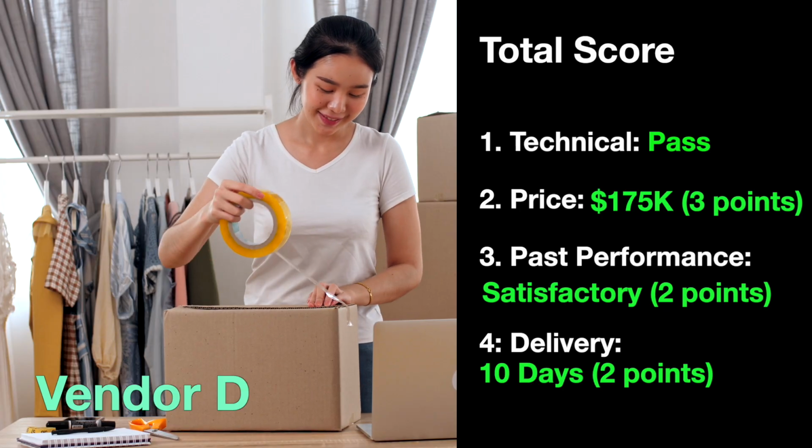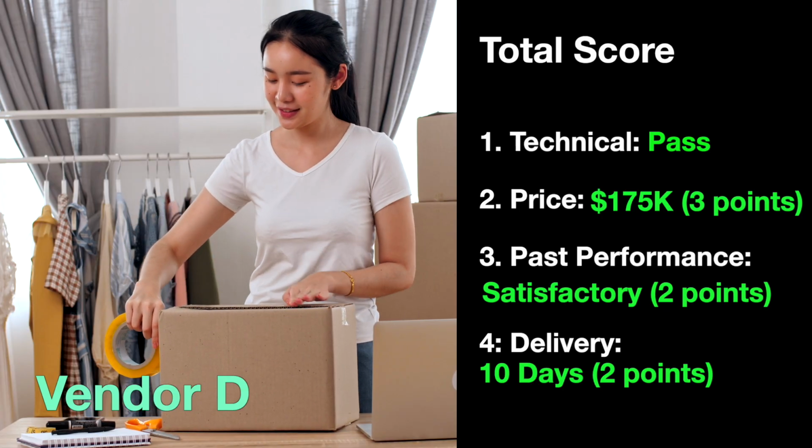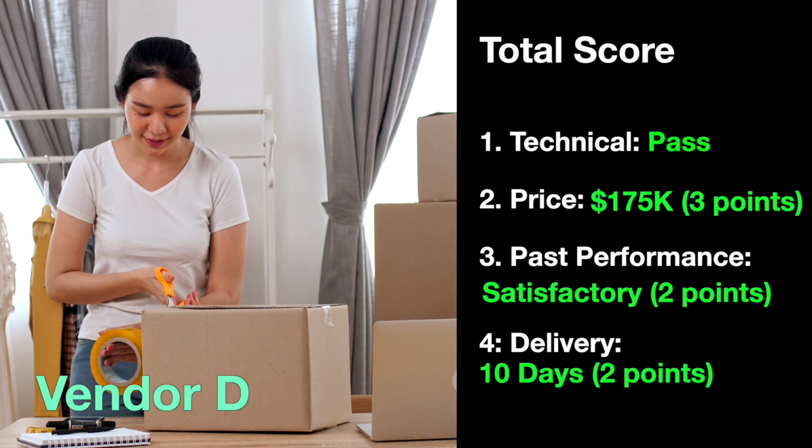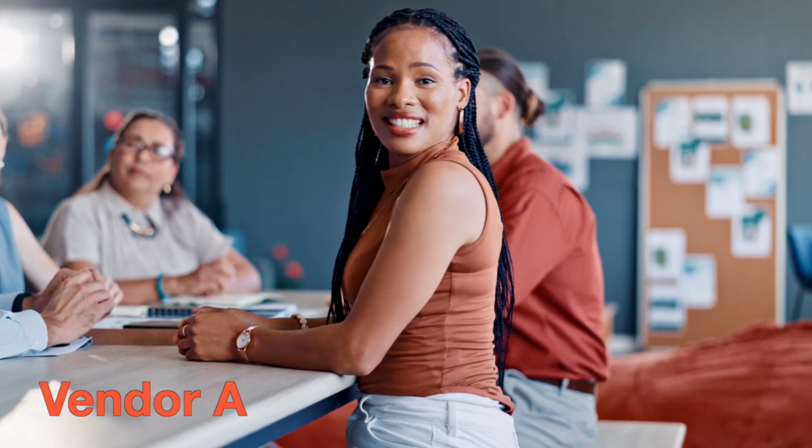Vendor D receives 3 points for their pricing, 2 points for their satisfactory past performance rating, and 2 points for their delivery schedule, giving them a total of 7 points. Using this point-based grading system, we have determined that the contract award winner is Vendor A, whose offer presents the best value in accordance with the solicitation's evaluation factors in FAR Part 13.